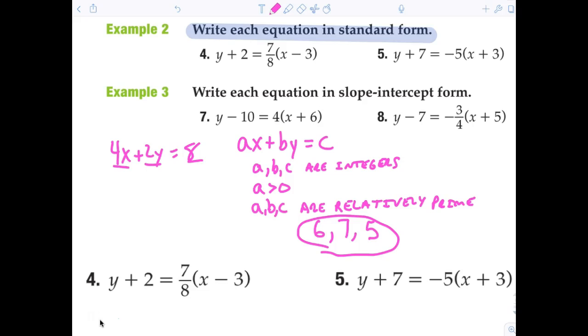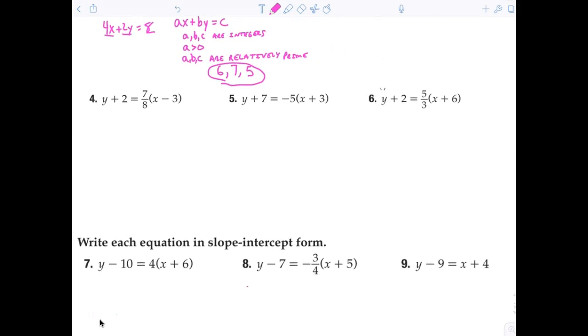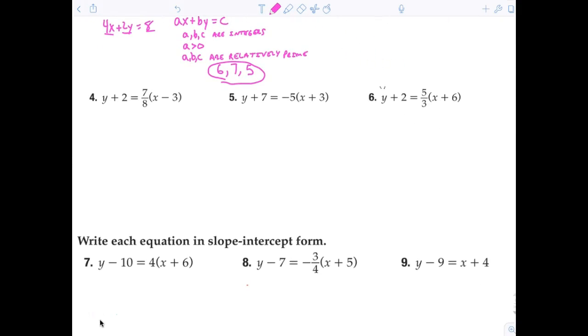X and Y go on the same side. The constant goes on the other side. No fractions. A is positive. All right, so let's get right into it now. What I like to do is I just highlighted 4, 5, and 6 and dropped it down a little bit. If you want to do them individually, that's fine.